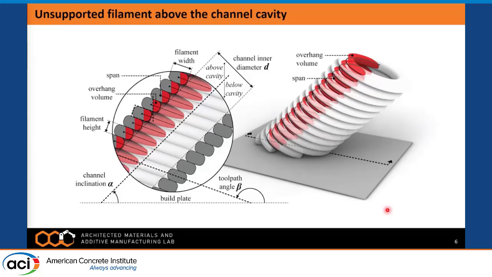In our research, we explored the relationship between the channel inclination alpha relative to the build plate, the channel diameter d, and the toolpath angle beta relative to the build plate. In our assessment, we considered only overhangs above the channel cavity as a result of the absence of support structures inside that cavity. And we also only considered individual filament deformations. So we did not consider, in this study at least, filament deformation due to other phenomena such as yielding, buckling, or the compound effect of those local filament deformations on global channel stability.